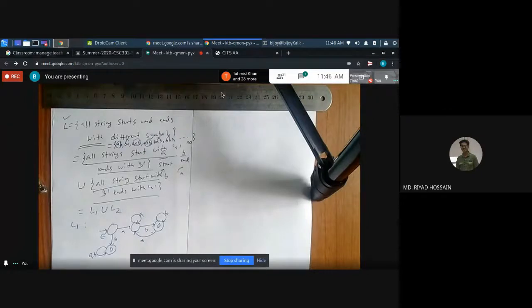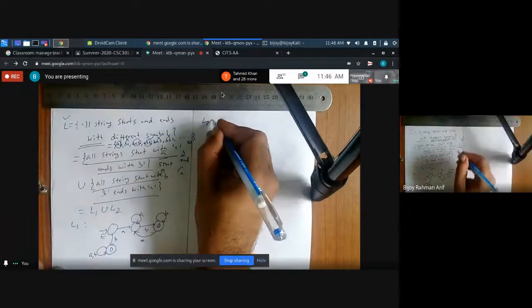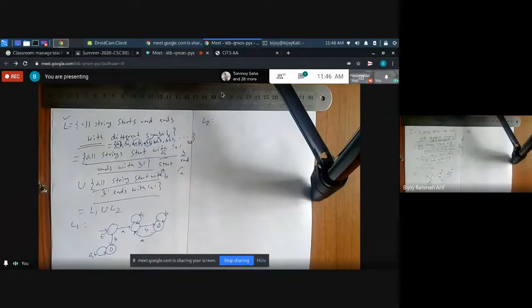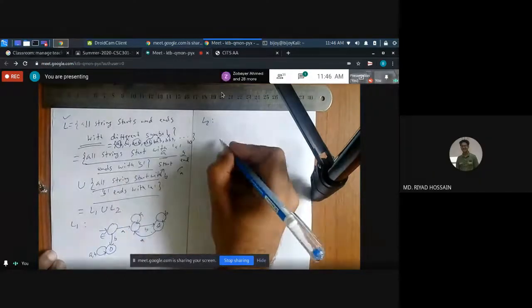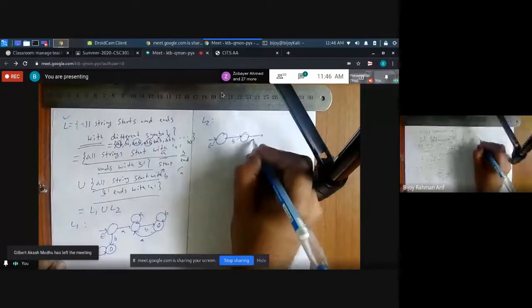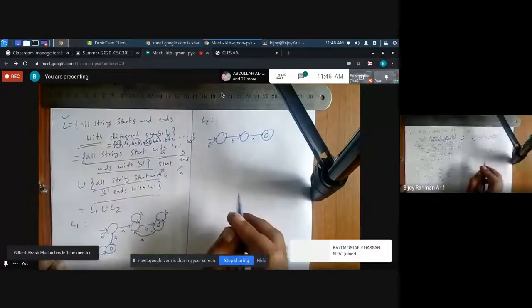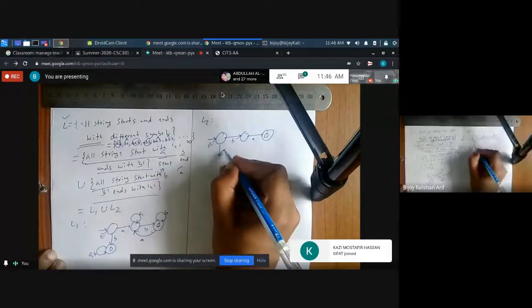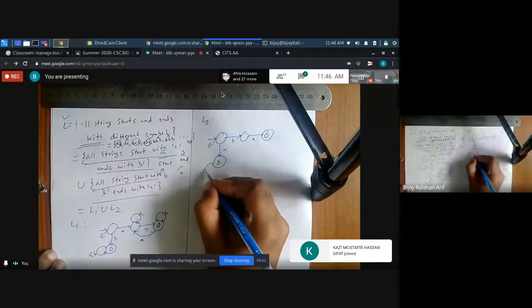Yes, sir. What would be language 2? Language 2 is nothing but replace here A with B and B with A. So it would be like epsilon. If I get a B and if I get an A, this would be my accepting state. Initially, if I get an A, I should go to that state and I would remain in the death state.